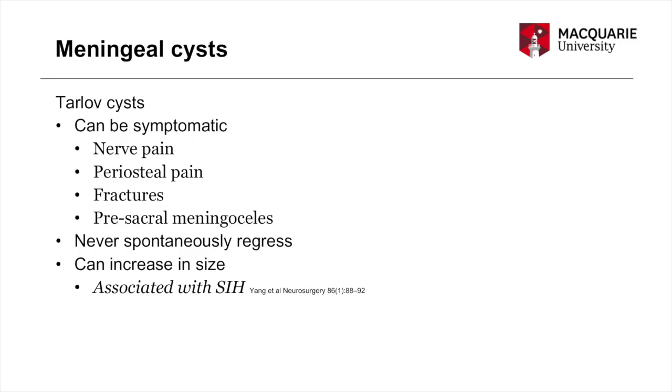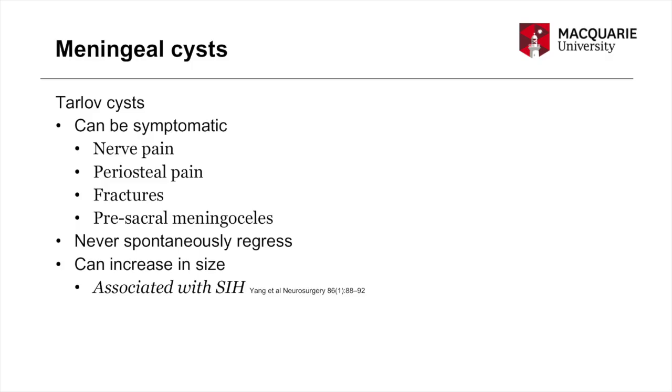So if you think about Tarlov cysts, apart from SIH, they can be symptomatic. They can cause nerve root pain. I mean, neurosurgeons are always taught that Tarlov cysts are incidental findings, but they can be symptomatic. They can cause pain in the bone or the periosteum of the bone where they form. They can weaken the bone and cause fractures, and they can be so large and go into other spaces such as the pelvic cavity and cause problems there.